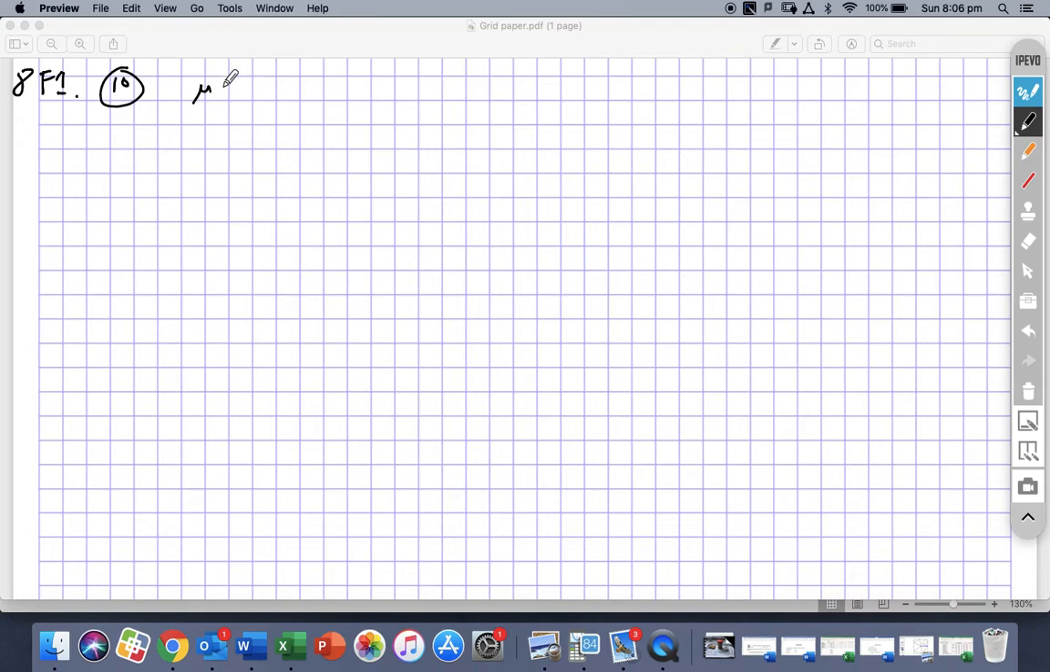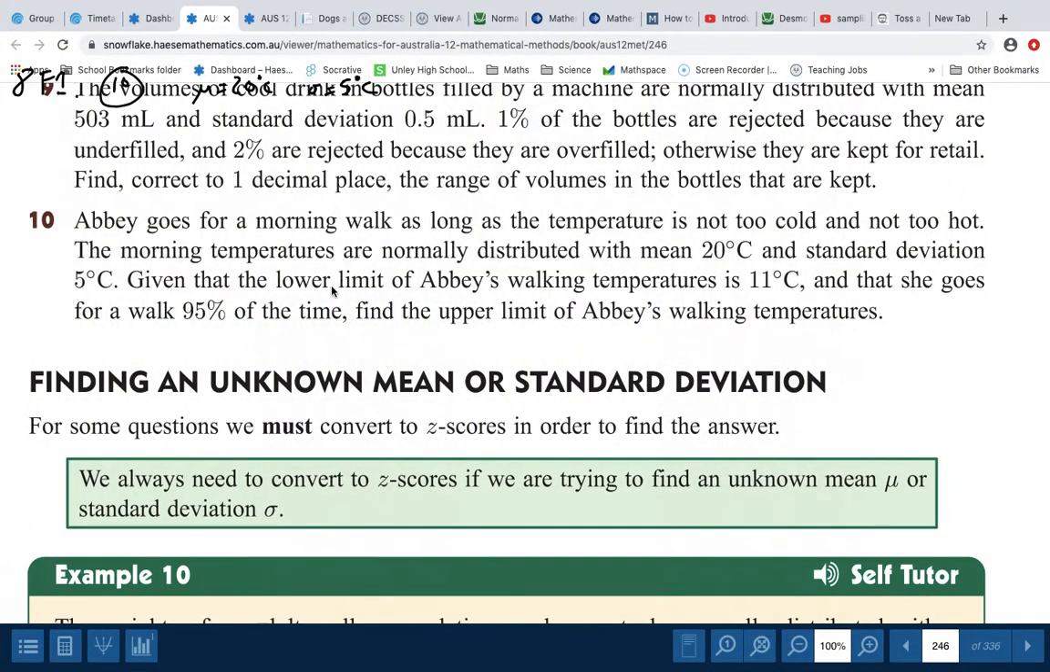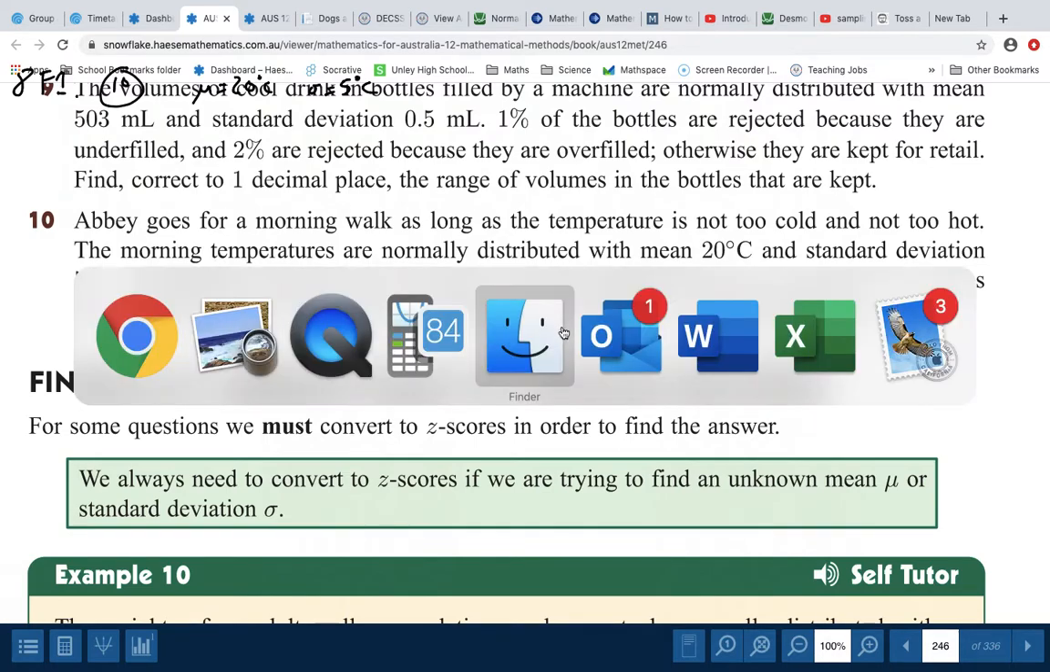We've been given a mean of 20 degrees for the morning walks. The standard deviation is 5 degrees. Okay, back to the question. The lower limit of Abby's walking temperature is 11. She goes for a walk 95% of the time. The upper limit's unknown. That's what we need to find.